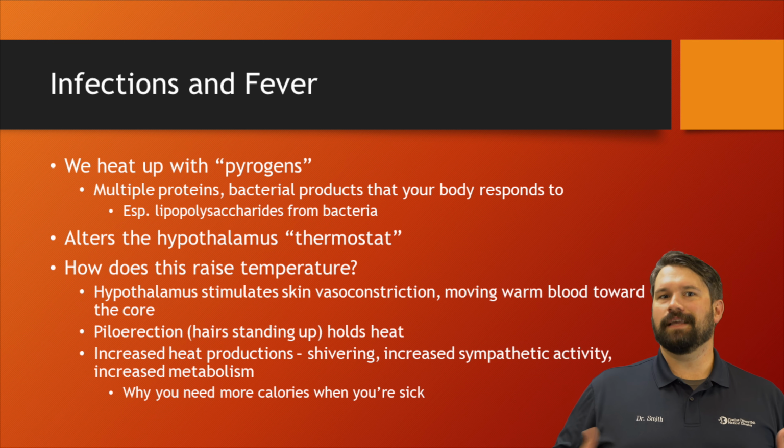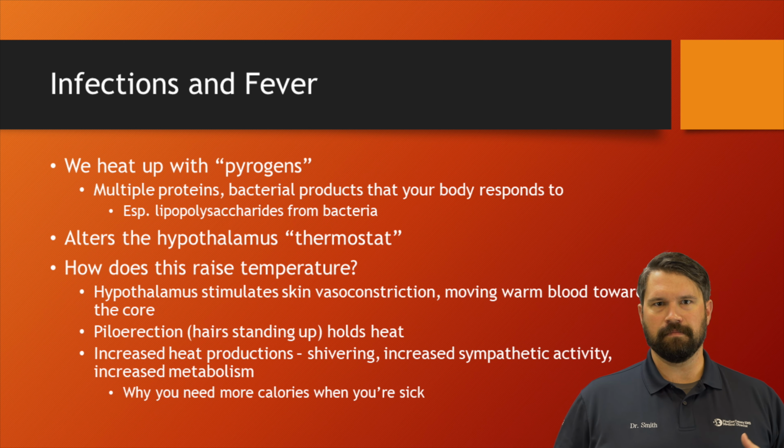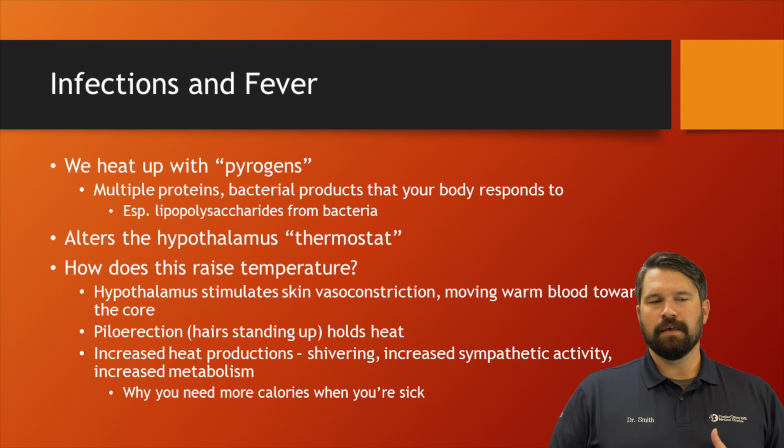One of the main ways we get a temperature is increased heat production. So, like I said earlier, we have shivering that produces a lot of heat. So whenever you have a cold or the flu, you get the shivers and the chills. That's why. We also have increased sympathetic activity. So your body's natural epinephrine, norepinephrine, things like that, they're ramped up. So you're getting an increase in your fundamental metabolism.